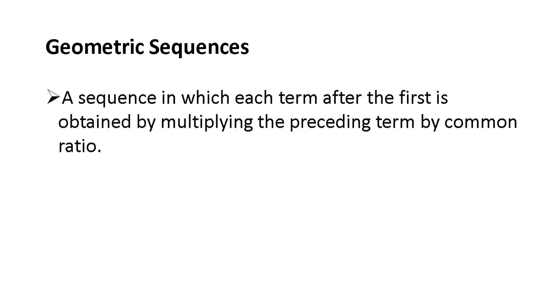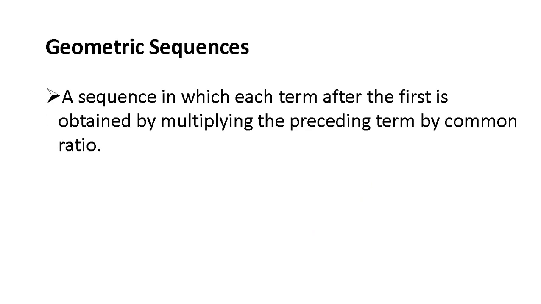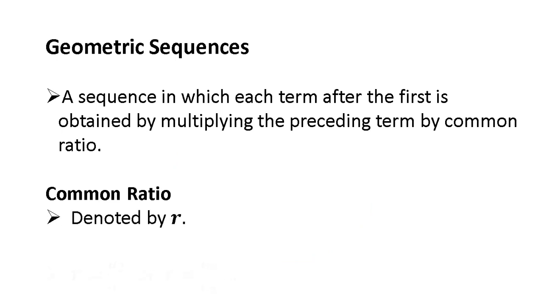A geometric sequence is a sequence in which each term after the first is obtained by multiplying the preceding term by a common ratio, which is denoted by r, and r is just equal to a sub 2 over a sub 1 or a sub 3 over a sub 2. If the arithmetic sequence is by adding, the geometric sequence is by multiplying. And if we have a common difference for arithmetic sequence, we have a common ratio for geometric sequence.